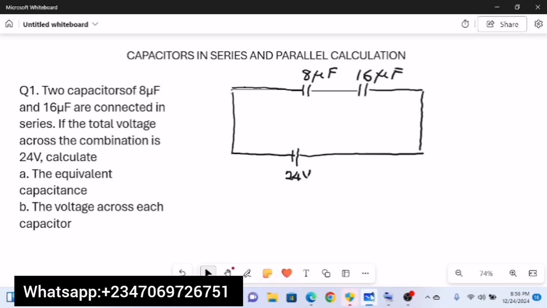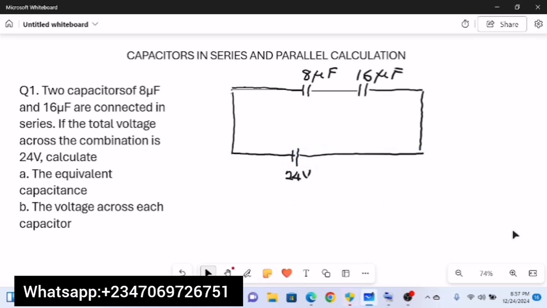It says two capacitors, 8 microfarad and 16 microfarad, are connected in series. If the total voltage across the combination is 24 volts, the question says calculate (a) the equivalent capacitance, and the B part says (b) the voltage across each capacitor. Okay, so we have our circuit diagram illustrating the question. Now, when capacitors are arranged in series, it means that the same charge flows through them, right?